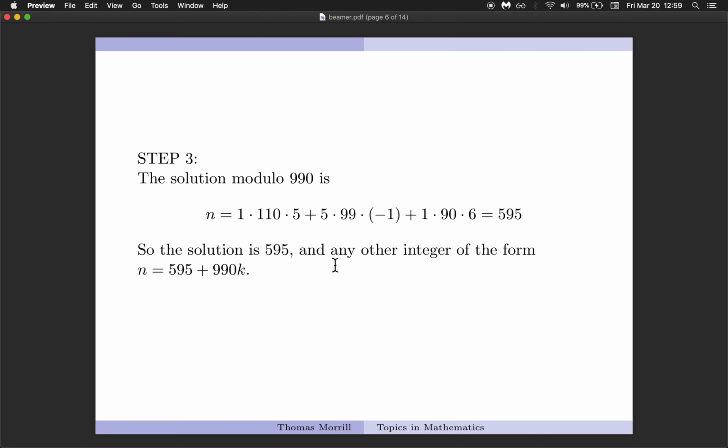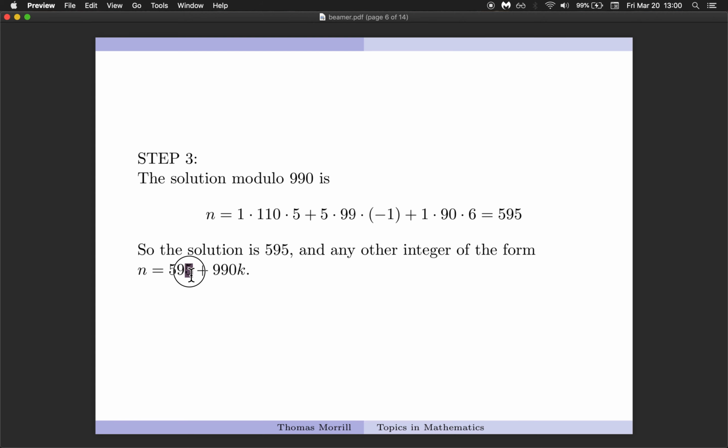But as long as I have any n which is congruent to 595, that integer would work as well. So if I want all possible n, they'll be the integers of the form 595 plus some multiple of 990. All of the n, according to this formula, will reduce to 595 mod 990.